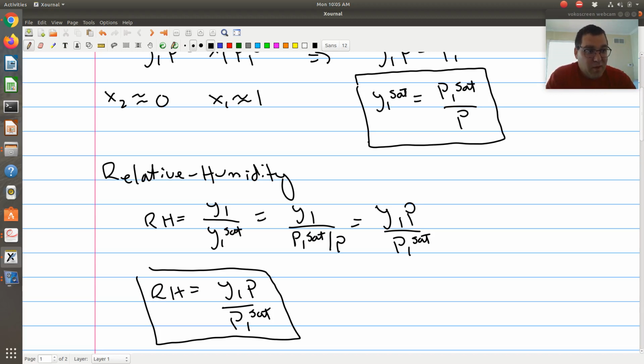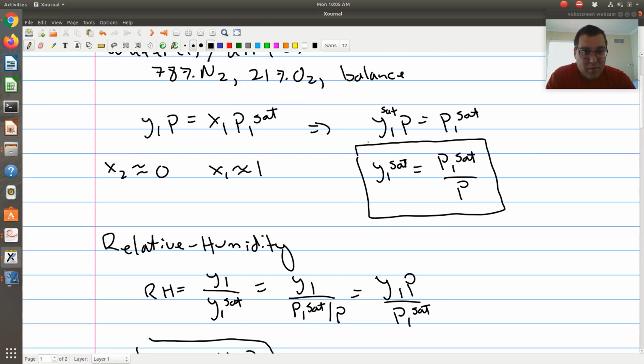Which actually brings me to another thing that often comes up. If I look at this equation, y1 P is equal to P1 sat, where I say my pool is boiling, Lake Erie's boiling. Oftentimes you have in your head that water boils at 298 Kelvin in 1 bar. Well, what that pertains to is a system of pure water.